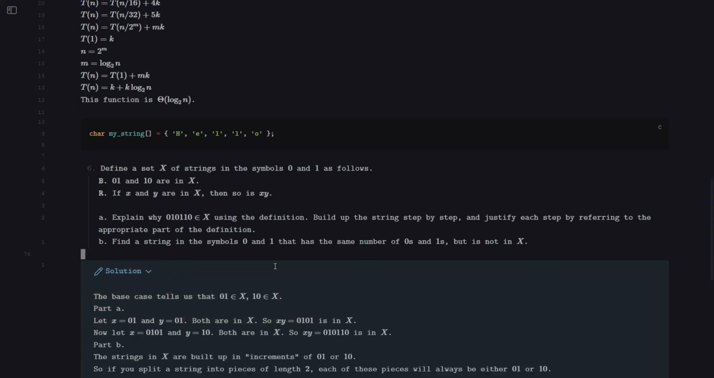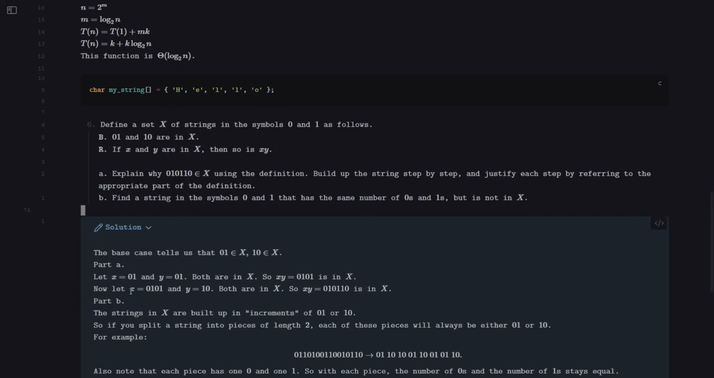Okay, now we continue. We let x be the same string that we just constructed, xy equals 0 1 0 1. We let that be x, and we let y be equal to 1 0. Again, both of them are in X. Y equals 1 0. Even I made that mistake.